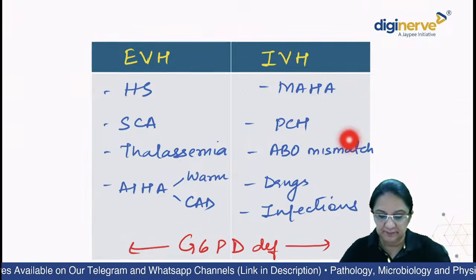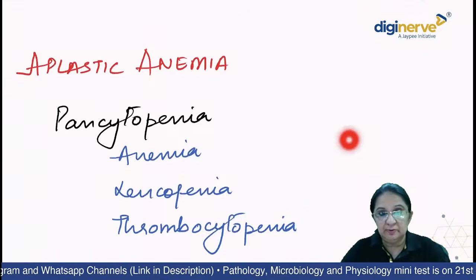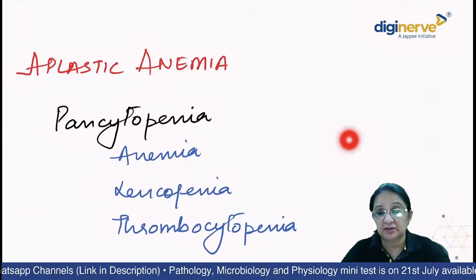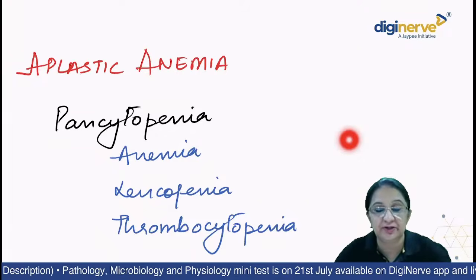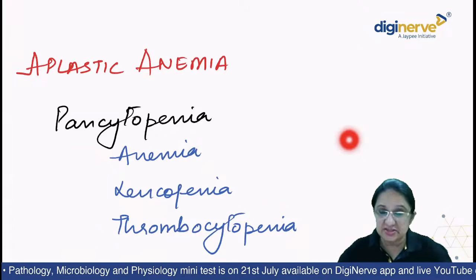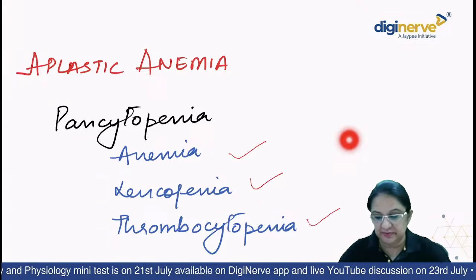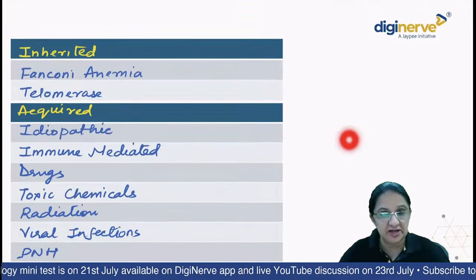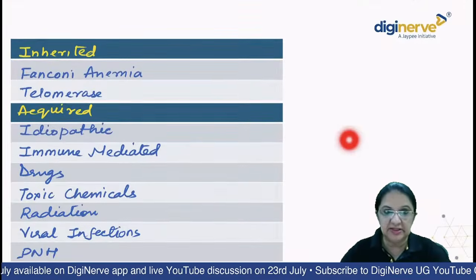All right. Now, coming to aplastic anemia. What do you find? Pancytopenia. The bone marrow shuts down. There is no work going on in the bone marrow. So there is pancytopenia: anemia, leukopenia, thrombocytopenia. All three cell lineages are affected. Inherited causes, acquired causes, you can learn these.